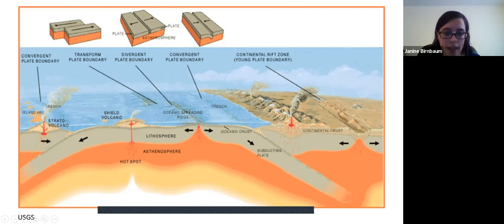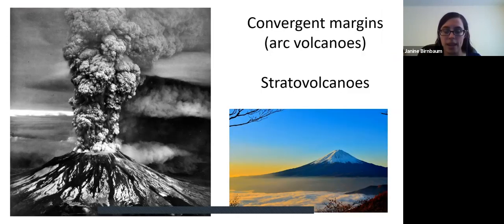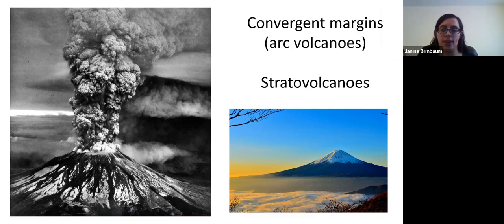We have some transform boundaries labeled here on our diagram, and we also have hotspots, which we're going to talk about a little bit. So we'll talk about the different kinds of volcanoes that occur at these different plate boundaries in more detail. We'll first look at convergent margins. Often these are called arc volcanoes because they make a big long arc if you look at them on a map view. Some famous examples are, on the left, Mount St. Helens, and on the right, Mount Fuji.